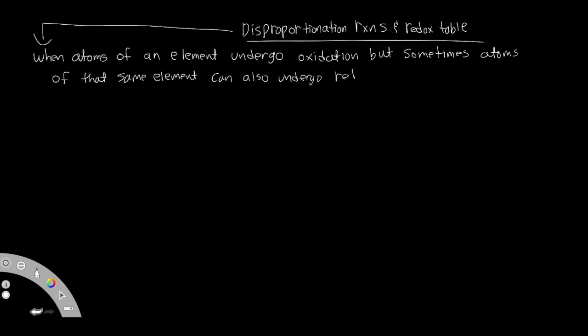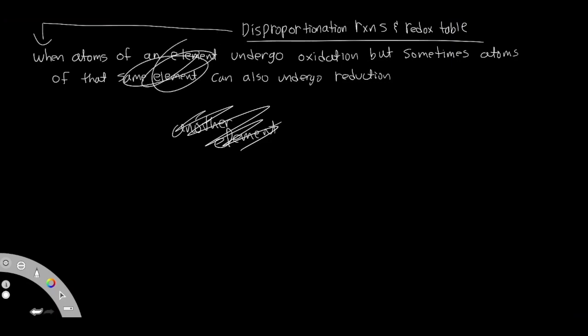reduction. And this is very odd because so far we've been looking at a particular element doing oxidation and another element doing the reduction, okay? But in a disproportionation reaction, that same element undergoes oxidation and that very same element undergoes reduction. Let's have a look at an example.